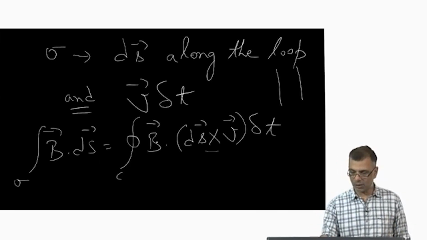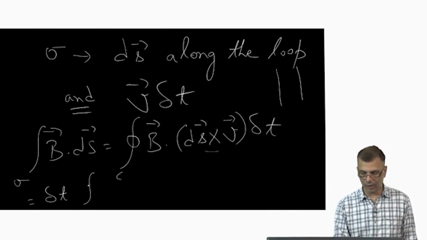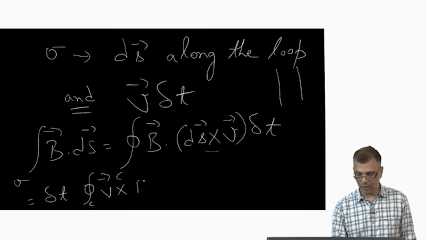Okay, this one I can also write as, I take the delta t outside, and I can write this as a contour integral of v cross B dot ds.